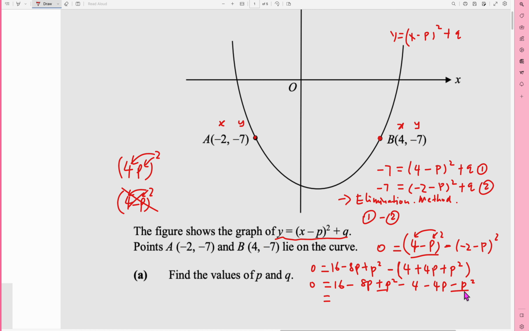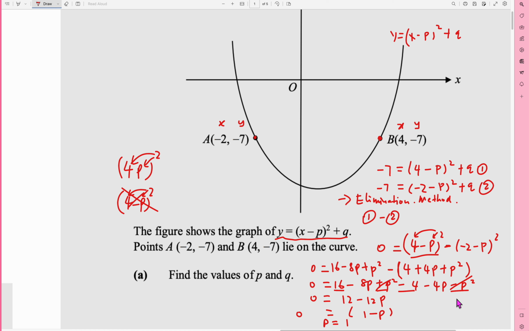Plus p minus p, gone, right? 16 minus 4 is 12, minus 12p, right? So that means you need to solve this. Can you see that you can take out the 12? So it's 12 times (1 minus p), right? Can you divide by 12 on both sides? Yes. Gone. So 0 divided by 12 is 0. So ultimately you end up with 0 equals 1 minus p. So your p is equal to 1.